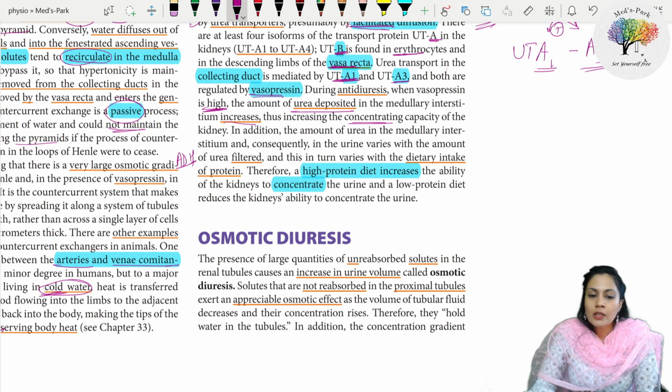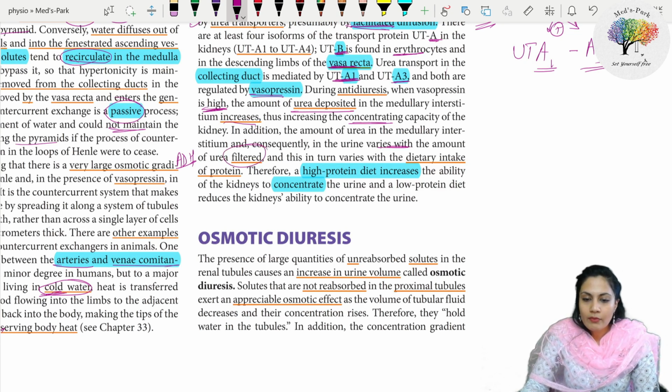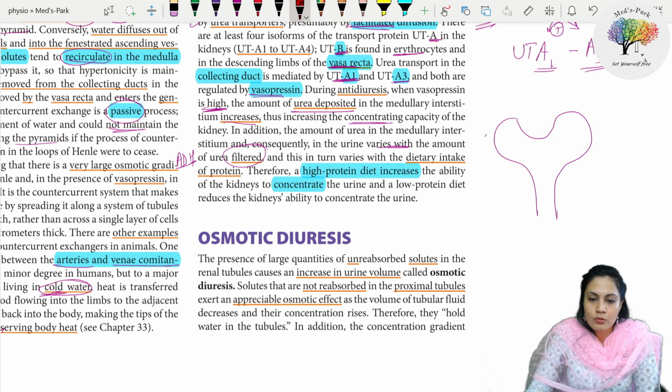In addition, the amount of urea in the medullary interstitium and consequently in the urine varies with the amount of urea filtered. That means whatever filtration is going to occur, it occurs in the Bowman's capsule, isn't it? Suppose this is the Bowman's capsule. Suppose this is the afferent arteriole, right? This is, let's say, the glomerulus and efferent arteriole.